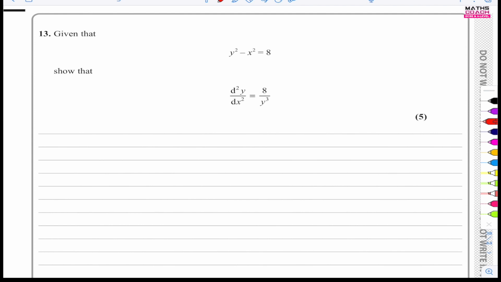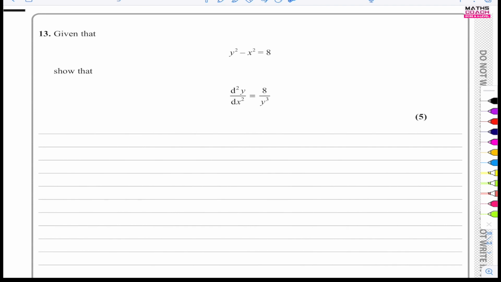It looks nice and simple enough. You've got a small expression given here, but 5 marks. There must be some trick to this. Well, it does say second derivative, so we have to differentiate twice. And x and y are mixed up within the equation, so we have to differentiate using implicit differentiation.